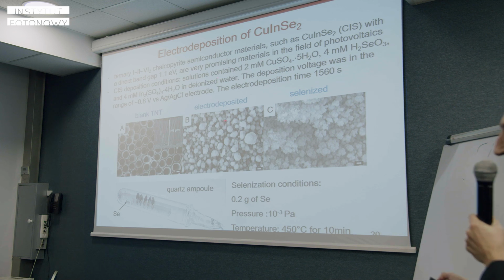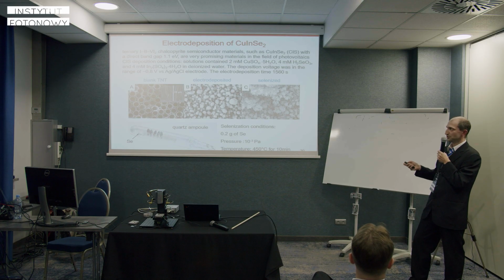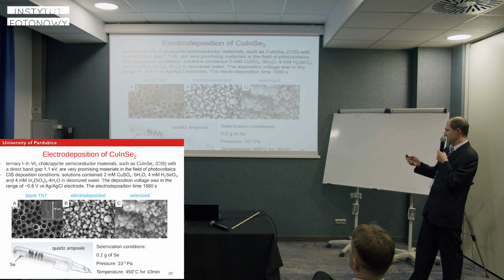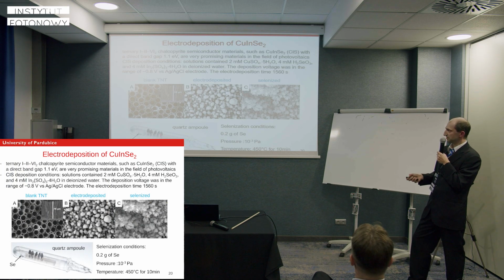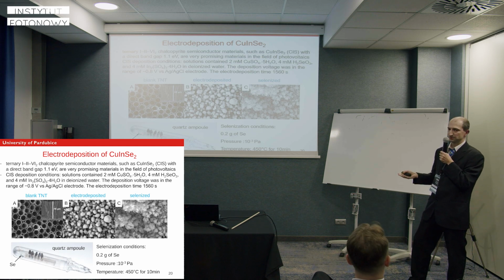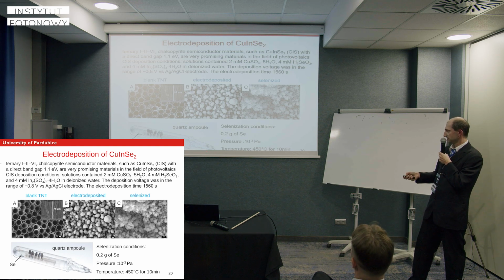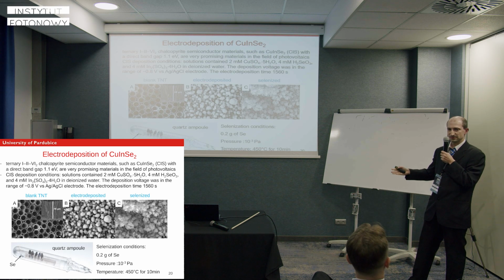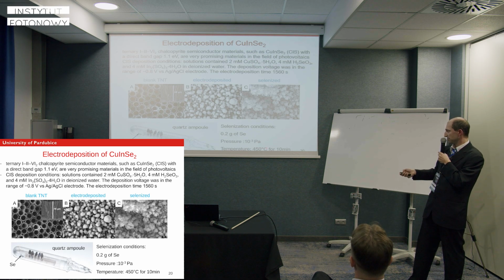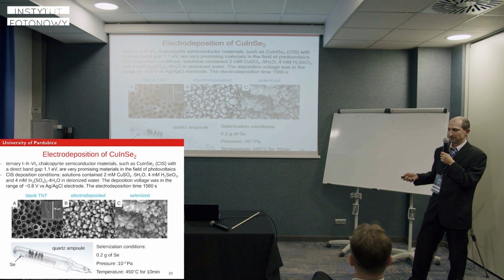But this material doesn't have any photoresponse. We had to selenize it. I will show on the next slide why. The selenization is done in a quartz ampoule. Just place the sample with selenium, seal it here, then evacuate it to 10 to the minus 3 Pascal, seal it completely at the end, and then you can put it in the furnace and expose it to temperature. We used 450 degrees for 10 minutes, and it's now a perfectly selenized structure.